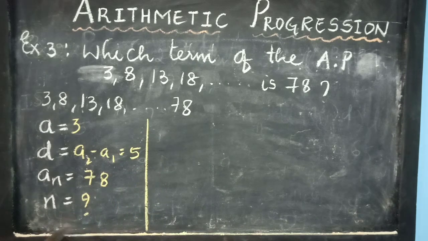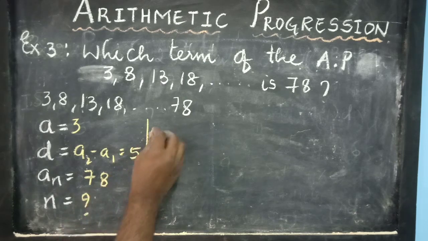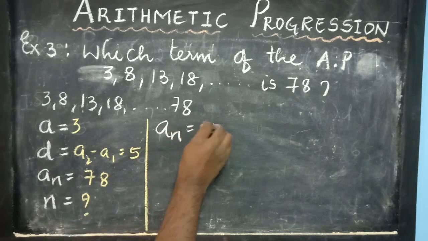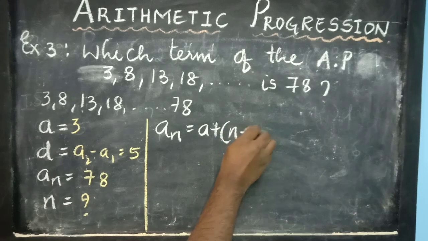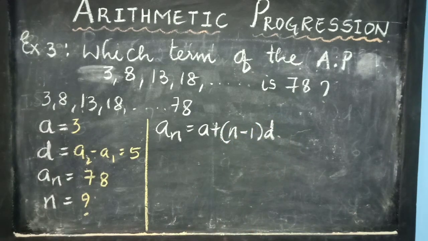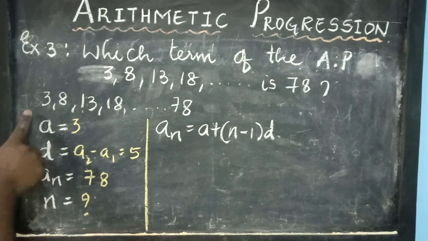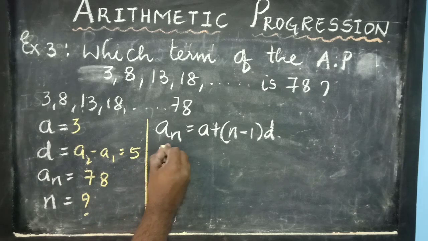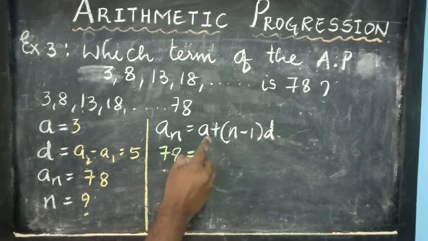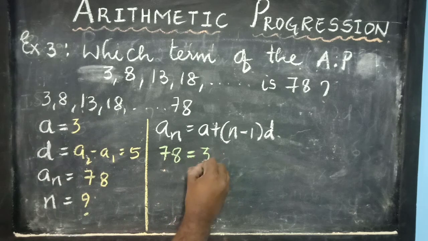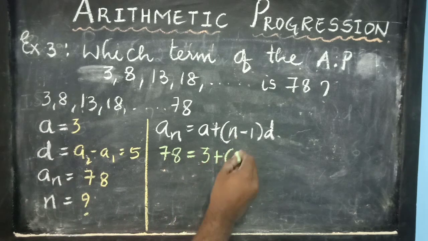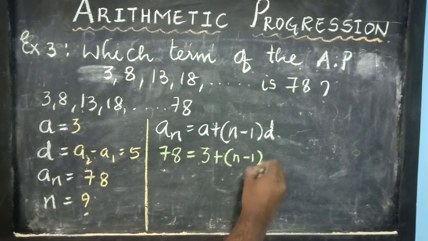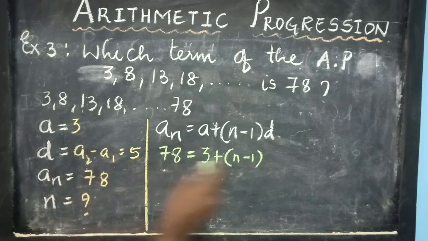N I should find out by again using which formula? The nth term formula, that is An equals A plus N minus 1 into D. Now substitute all these values in this equation. What do you get? What is the value of An? It is 78. Then what is the value of A? It is 3. Then we need to find out N. Keep as it is. N minus 1 into D is what?